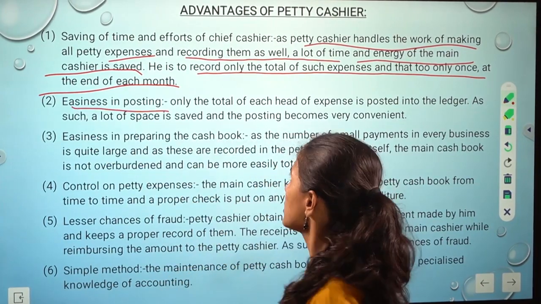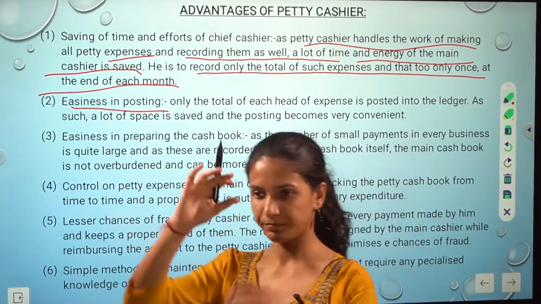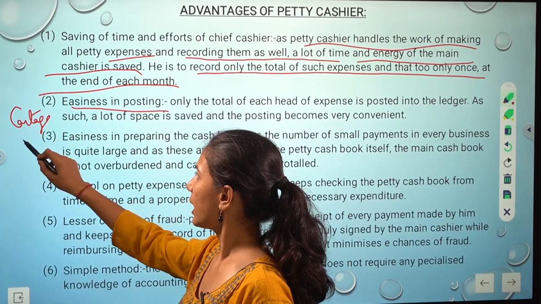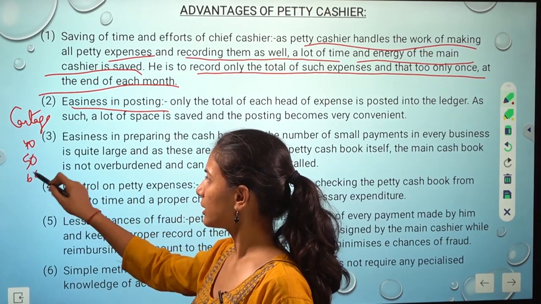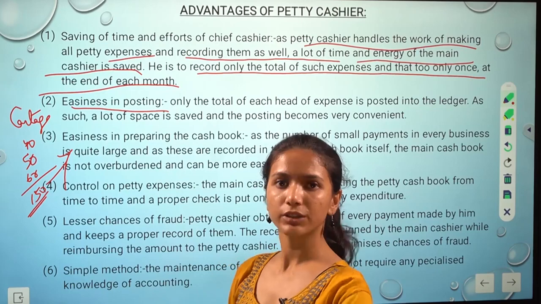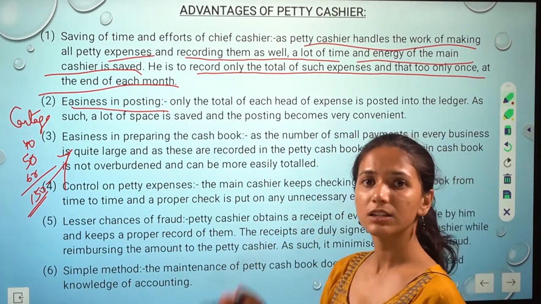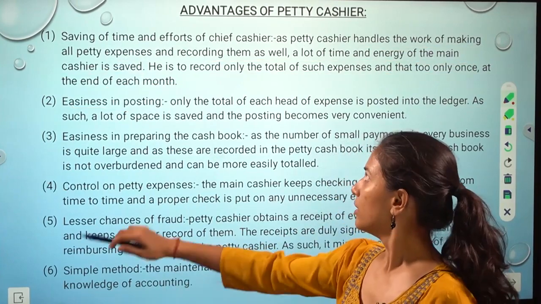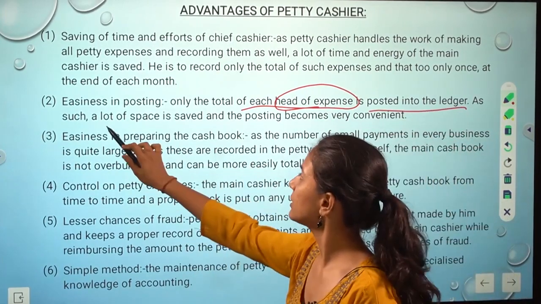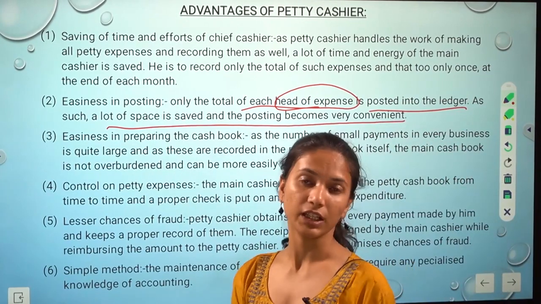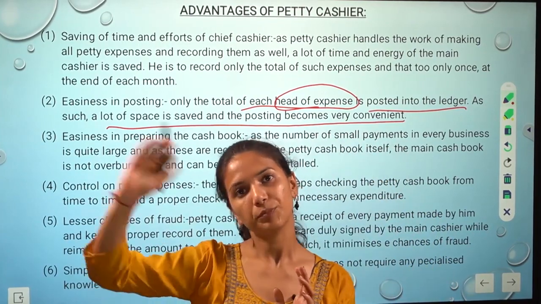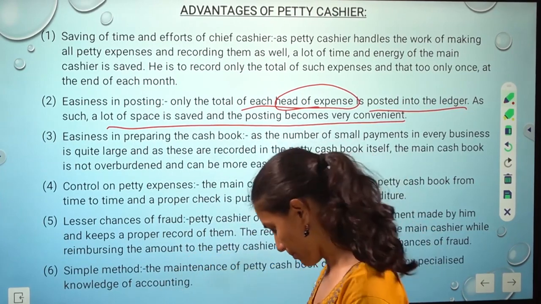Next is easiness in posting. Since the daily expenses are added, he will group them all, like cartage. Today I have paid 40, next day I have paid 50, next day 60, all this will be totaled. Then this will be entered to the cash book or to the journal entry, right? So it is very easy to post from the petty cashier. Only the total of each head of expense is posted into the ledger. As such, a lot of space is saved and the posting becomes very convenient. Since all the small expenses are grouped together, they will take the total amount and post it to the ledger. So it saves a lot of time.